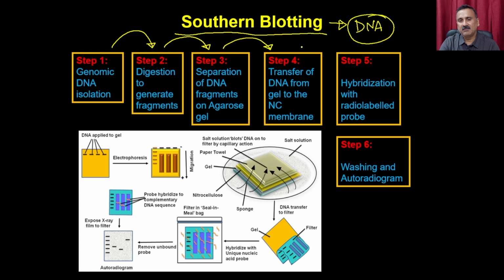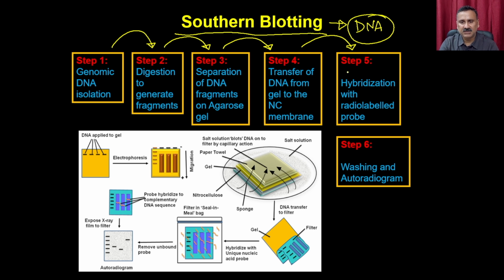Once that is done, you are going to prepare a probe, a radio labeled probe. A probe is a small fragment of DNA that you use to detect this specific DNA in the genomic DNA. So, you are going to do the hybridization with the radio labeled probe, and then in step 7 you are going to do a washing, and then you are going to do the autoradiogram.